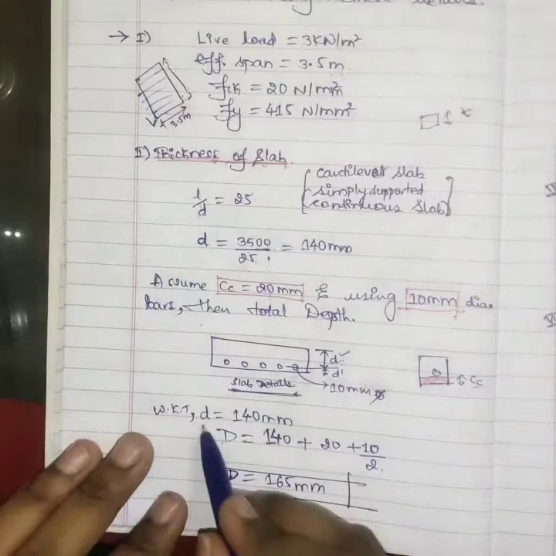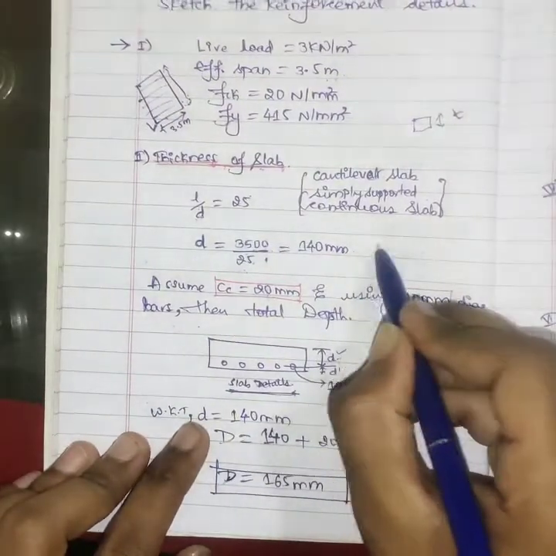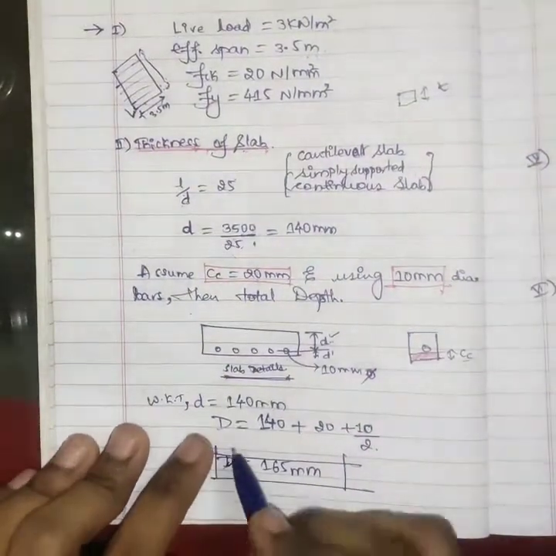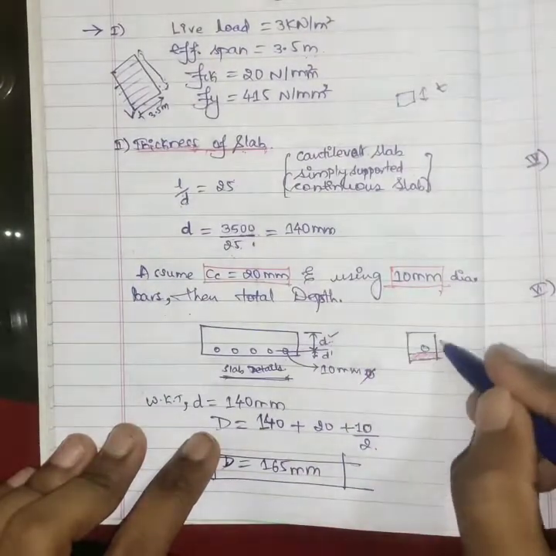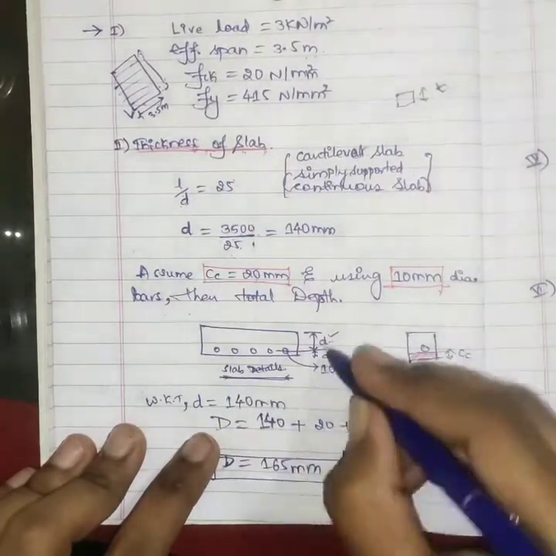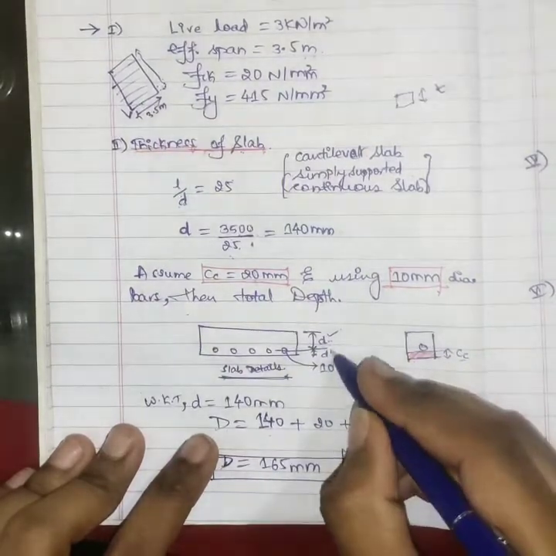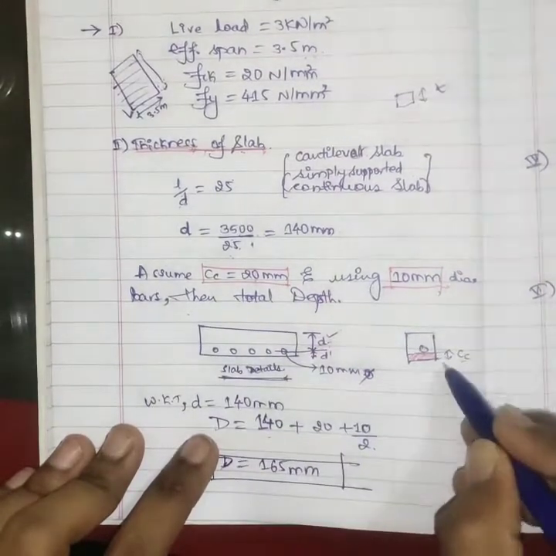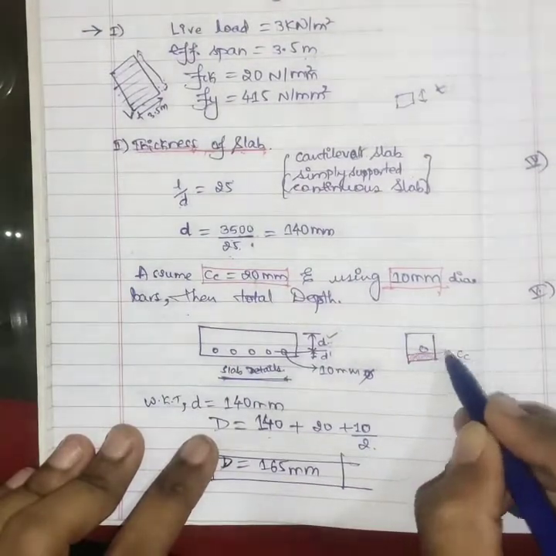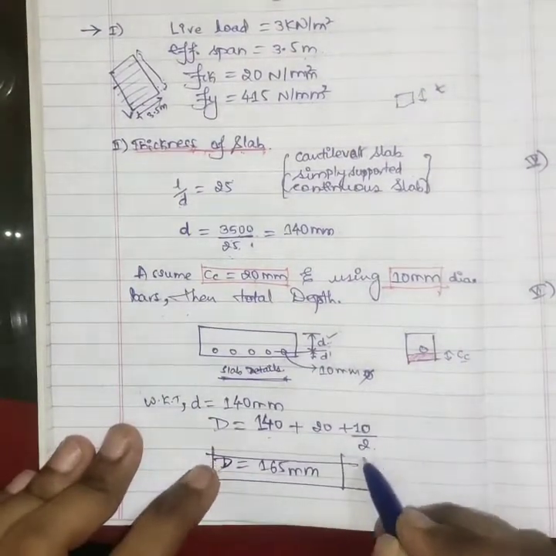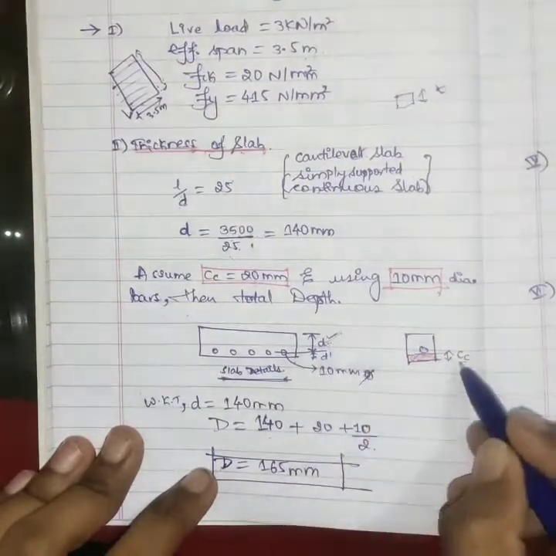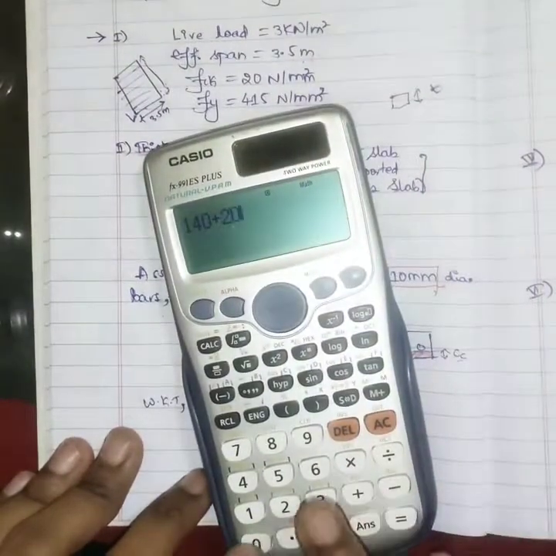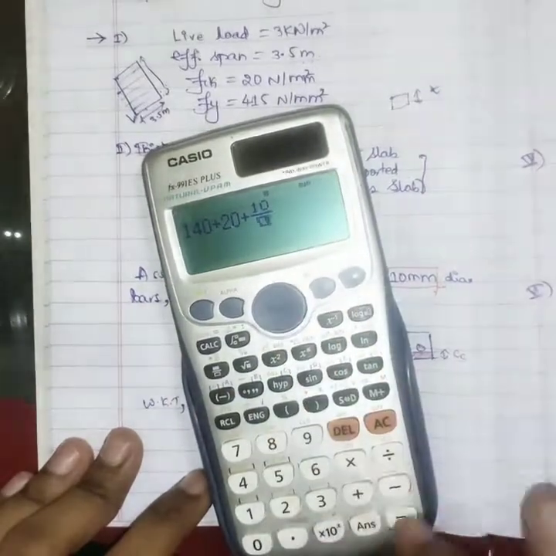Next, we know the effective depth we have already calculated is 140 mm, and now the total overall depth, from here to here in full. The effective depth is calculated from the center of the bar to the outermost fibre. Therefore we take the clear cover from here to here, plus half of the bar diameter, that is 10 by 2. So overall d is the effective depth plus clear cover plus diameter of bar divided by 2, which is 165 mm.